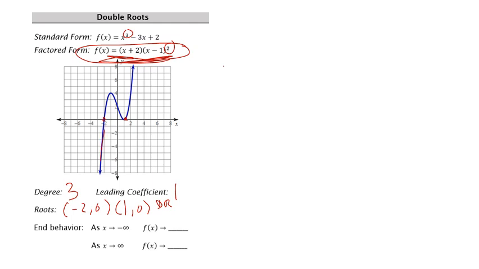The end behavior, same deal. It's odd, so it goes in opposite directions. On the left, it goes to negative infinity and on the right to positive infinity because it's a positive leading coefficient.